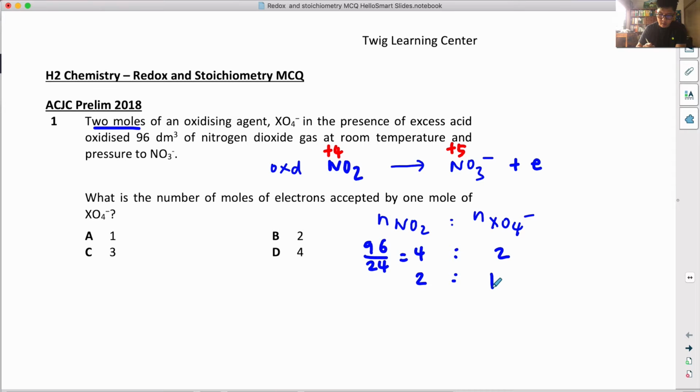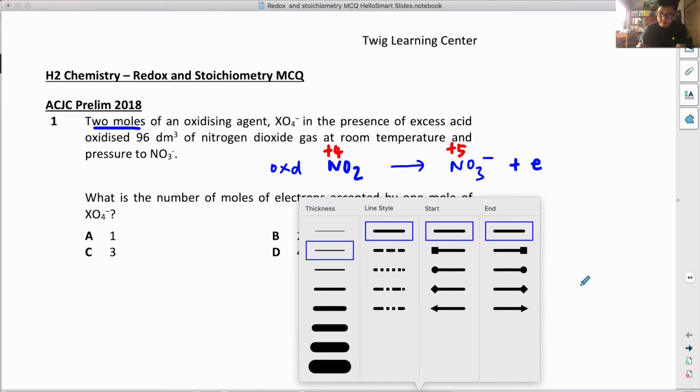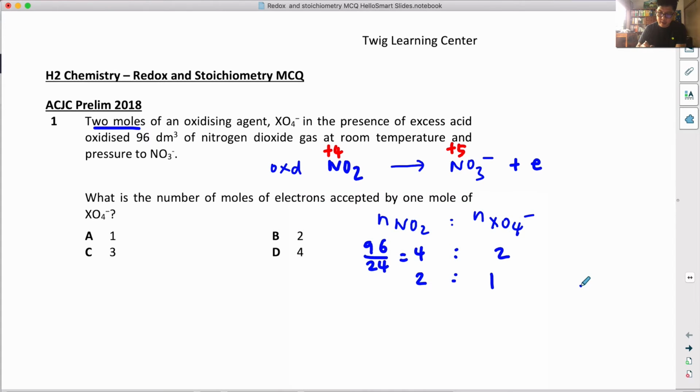So with that, you can see that for every 2 moles of NO2, they will lose 2 moles of electrons, and these 2 moles of electrons will be accepted by 1 mole of XO4-. So the number of moles of electrons accepted by 1 mole of XO4- is actually 2. That's why it's B. Okay, let's move on. Next question.